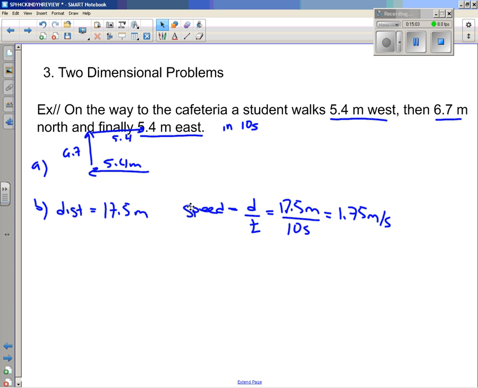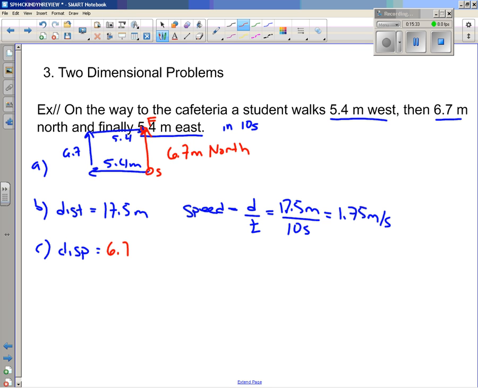All right, but let's say there's a part C that says find the displacement. Now displacement is defined as the line from start to finish. In that vector diagram we drew, here's the start and here's the finish. So what is the displacement? The displacement is 6.7 meters north. I'll write that down here also, 6.7 meters. If I want to abbreviate it, I put these square brackets around it.